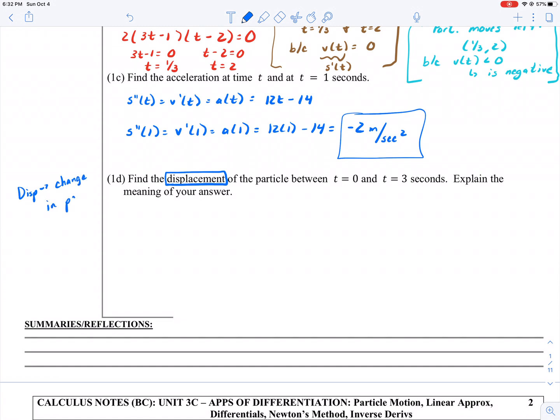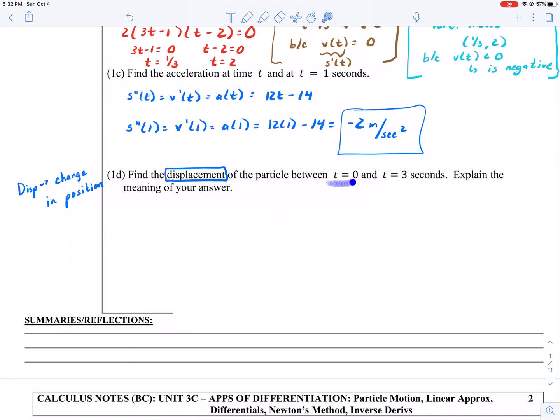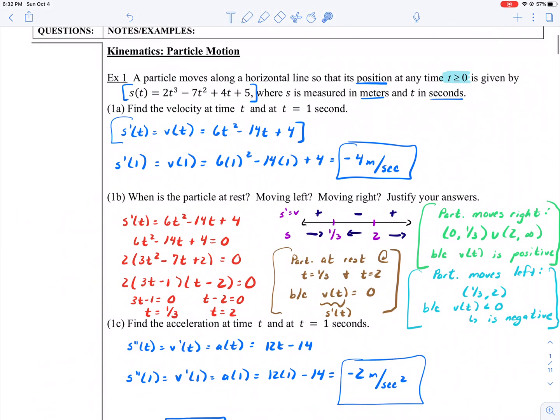So if I wanted to find the displacement between t equals 0 and t equals 3, I would want to know the position at t equals 0, the position at t equals 3, and then I would want to know what the difference between those two values are. Okay, that's all displacement is going to be. So we're going to go back to our position equation, right? So our original equation, this s of t here, and that's what we're going to use for our displacement.